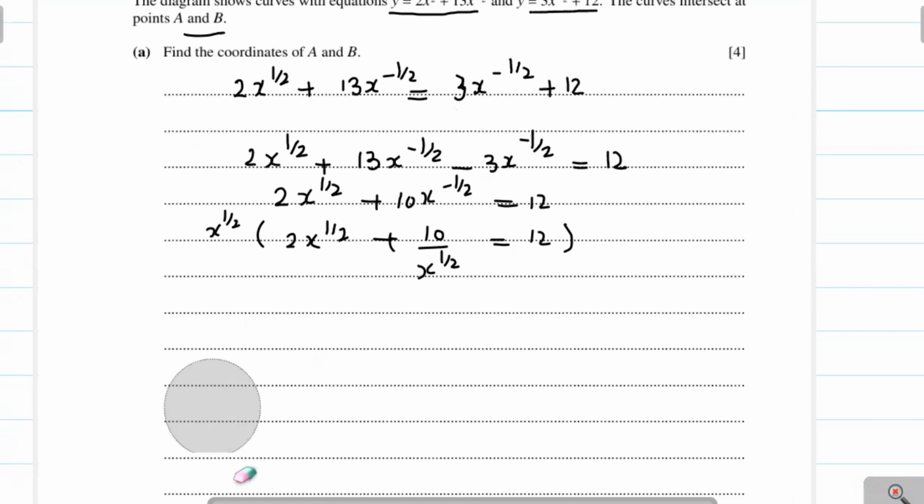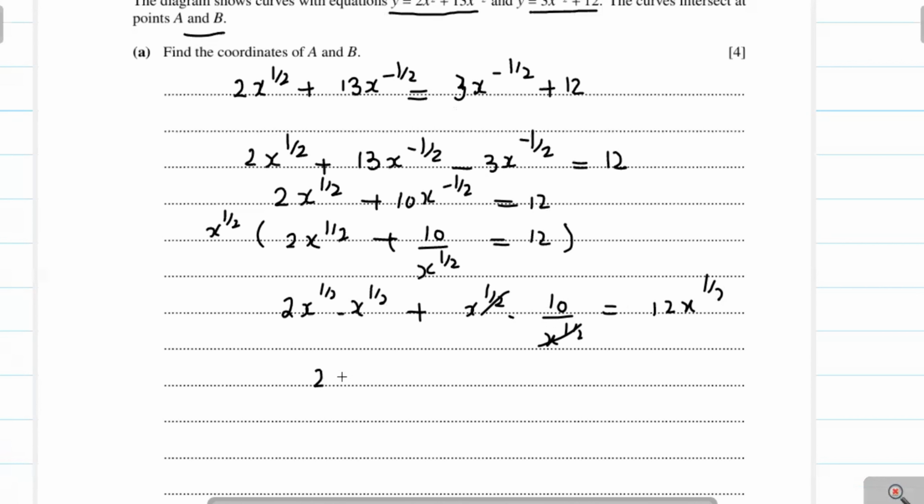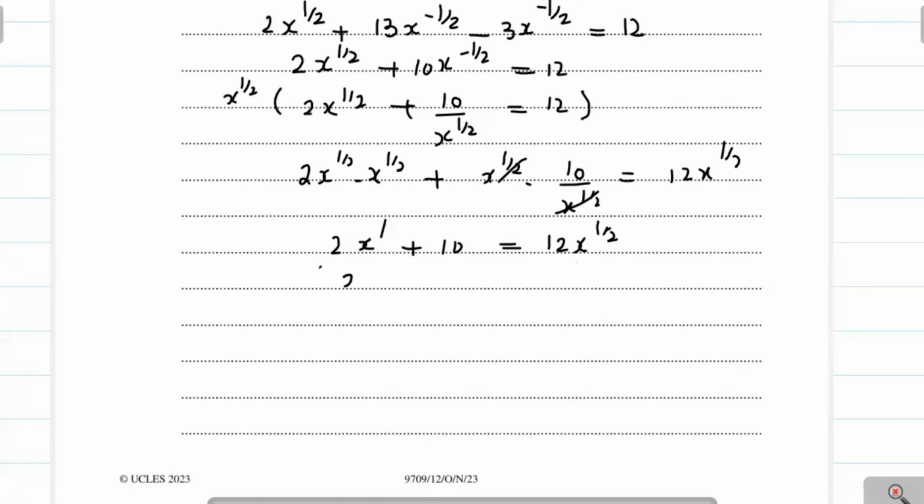If we multiply this equation by x power 1 over 2 on both sides, this equation becomes 2 into x power 1 over 2 into x power 1 over 2 plus x power 1 over 2 into 10 over x power 1 over 2 equal to 12 into x power 1 over 2. The x power 1 over 2 will be cancelled. Therefore, we can write it as 2 into x power 1 plus 10 equal to 12 x power 1 over 2. Now, if we divide by 2, we get x plus 5 equal to 6x power 1 over 2.